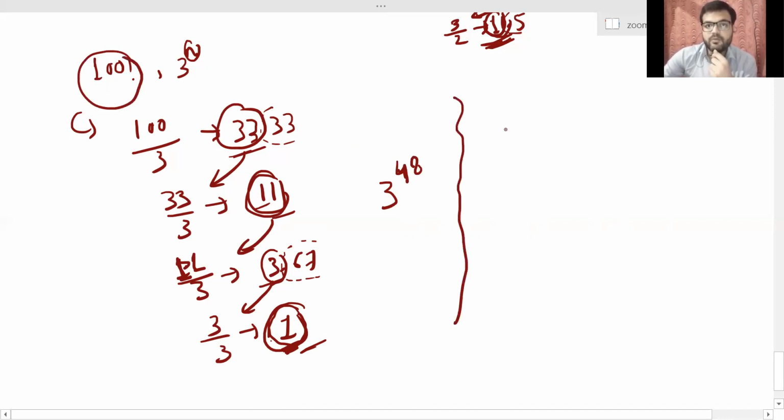Now guys, the question is, what is the maximum power of 6 in 100 factorial?